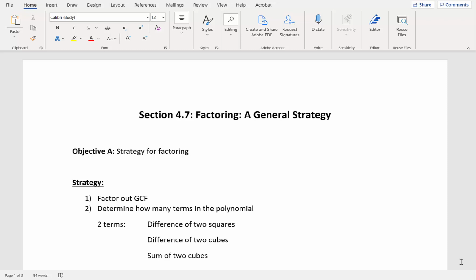Now here's the strategy. First, you're going to factor out the GCF. So take a look at each term and see if there's a GCF. See if they all have a common factor. If they do, factor that out.